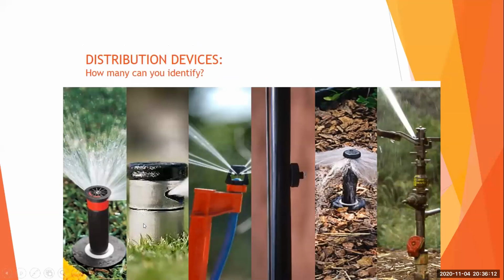Okay, here you can have some rotors. You can have some bubblers. These are the distribution devices. And again, it's important that you know more or less the gallons per minute you're going to have with rotors. When you have sprays, micro sprays, or bubblers, you can have gallons per hour. Every one of these devices has a different function.